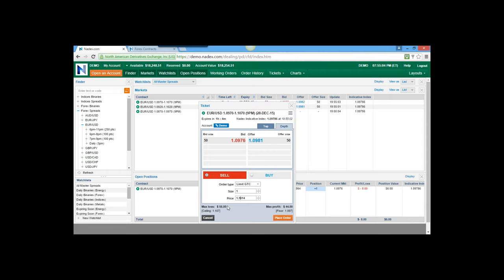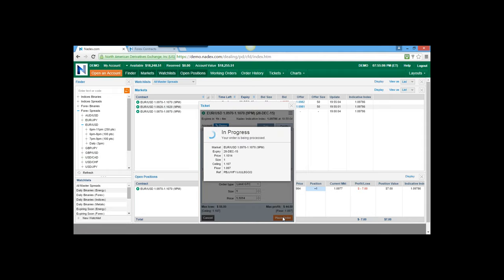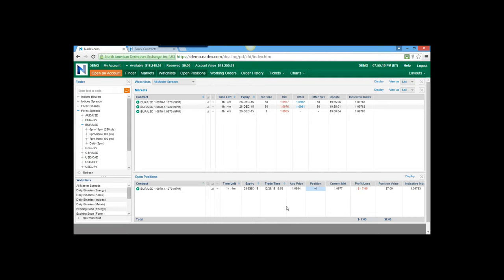10. And I just put place order. Okay. So I put my order to sell it 30 ticks above where I bought it. That way, if the market gets up there, it automatically executes that order and gets me out for a profit.